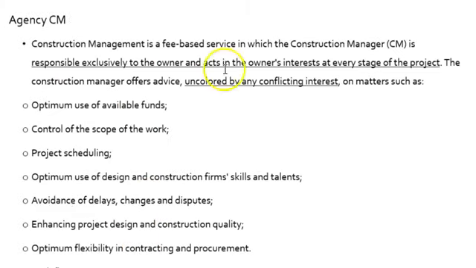All right, a little more about the agency CM here. So it's a fee-based service. The CM is responsible exclusively to the owner and acts in the owner's interests at every stage of the project, uncolored by conflicting interests. So I guess you could say in an ideal world, everybody would be working in everybody else's interests, but let's just put that idealism aside. Legally, you put somebody's interests before your own when you're obligated to under this situation.